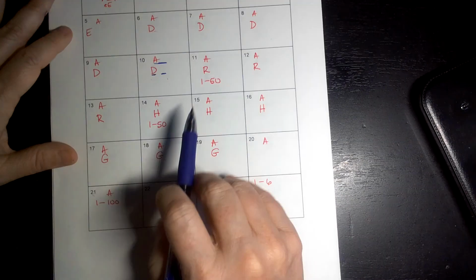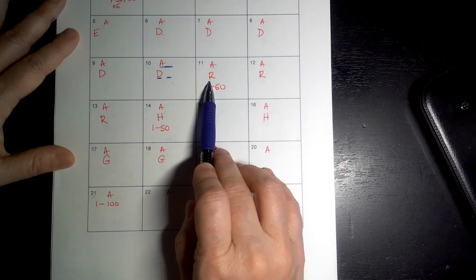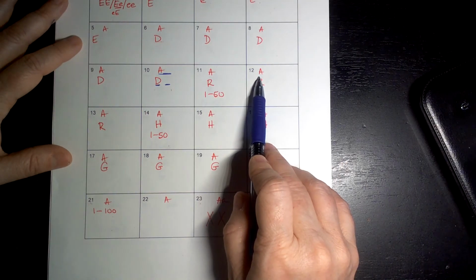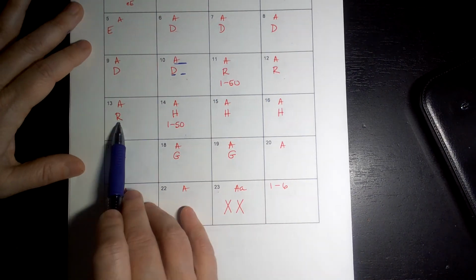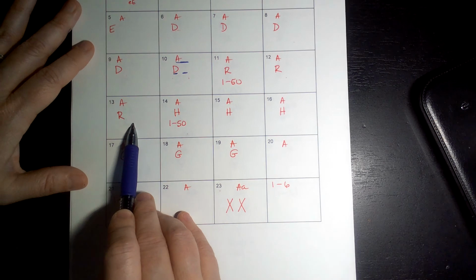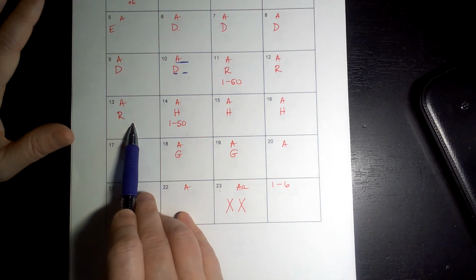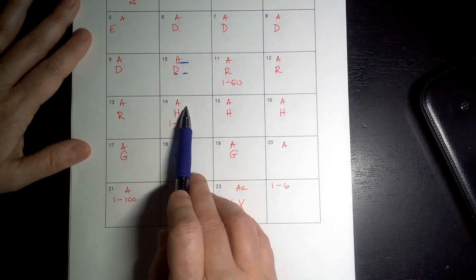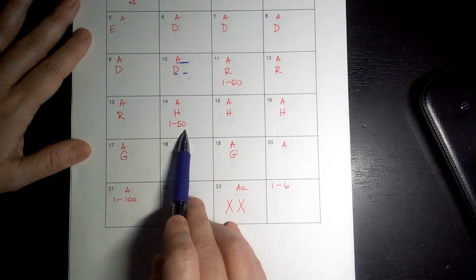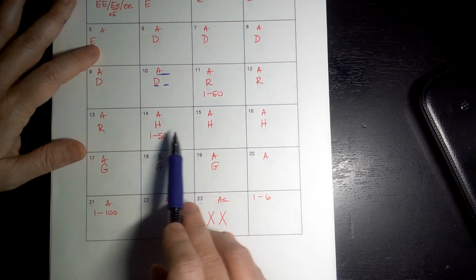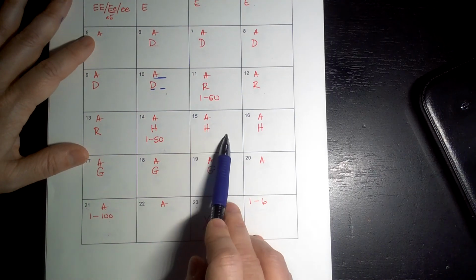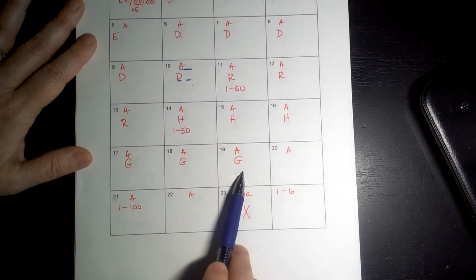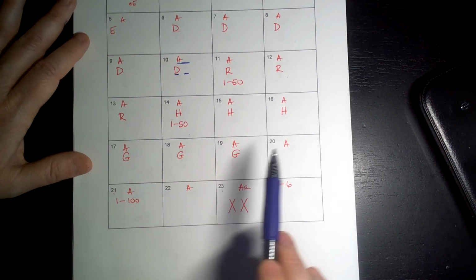In box 11, you're going to have 2 A's, 2 R's, and then a number between 1 and 50. 12, you're going to have 2 A's, 2 R's. 13, 2 A's and 2 R's. Y'all make sure your dominant and recessive, it's obviously capital or lowercase. 14, 2 A's, 2 H's, and then a number between 1 and 50. 15, 2 A's, 2 H's. 16, 2 A's, 2 H's. 17, 18, and 19, 2 A's and 2 G's.